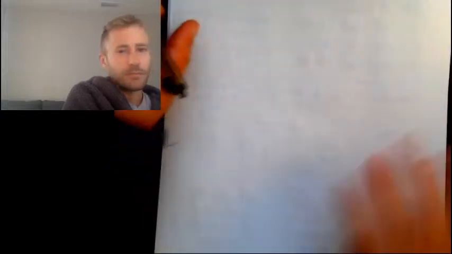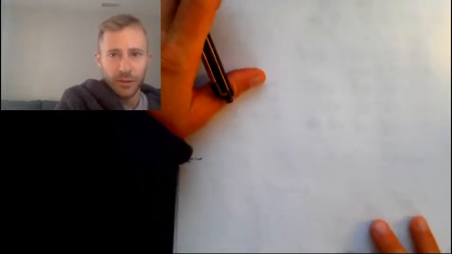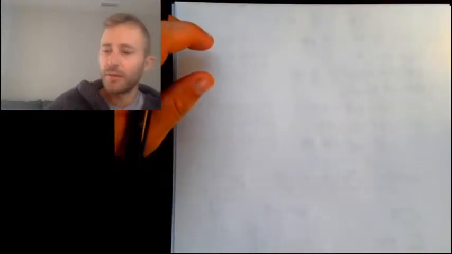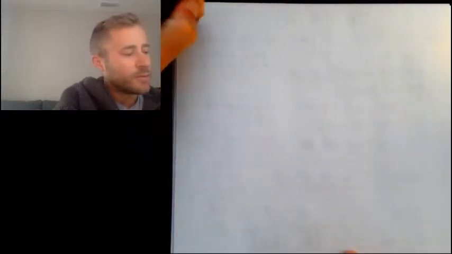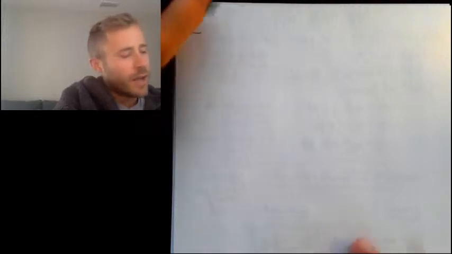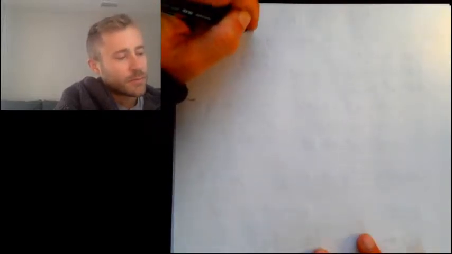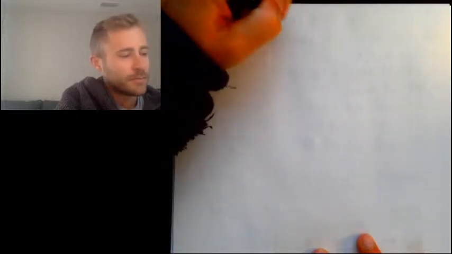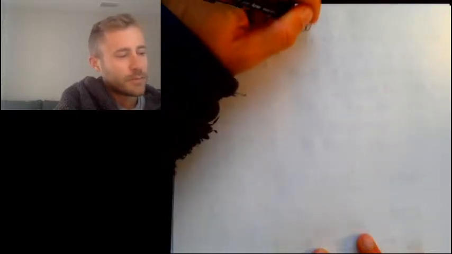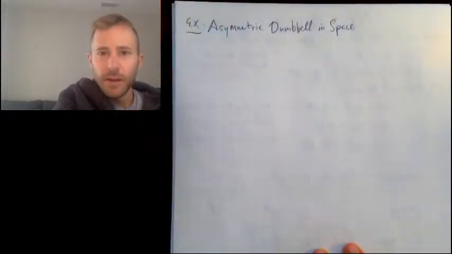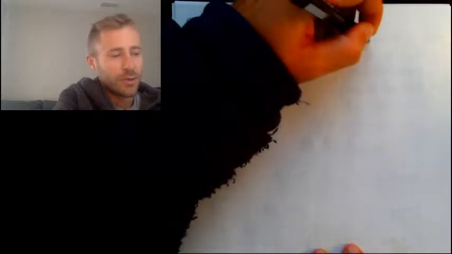All right, so we're going to do one example today. And it's going to take a while, and it shows everything we need to know up to this point about rotational dynamics. So this example, it's an asymmetric dumbbell in space. Okay, so the fact that it's in space means that there's no gravitational torque.